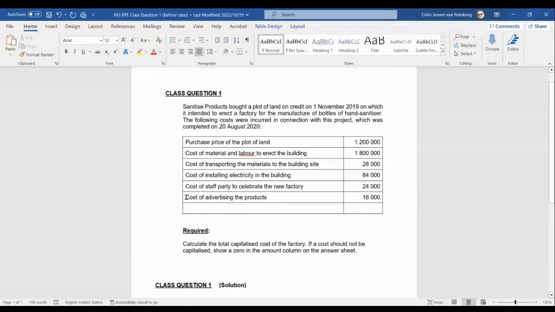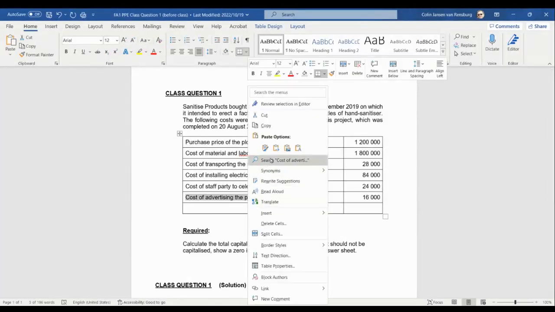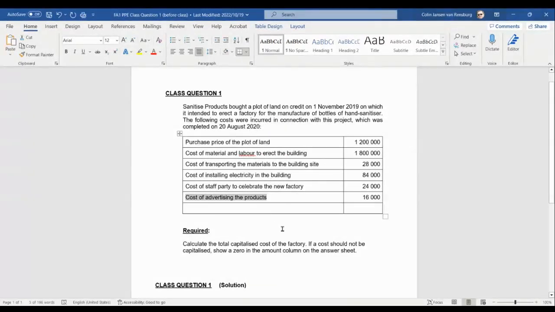They say the cost of advertising the products. Is that a directly attributable cost? So let us go through our normal process here. Cost of advertising the products. First question: is it a necessary cost? Yes, I would agree with you. I totally agree with you. It is a necessary cost.